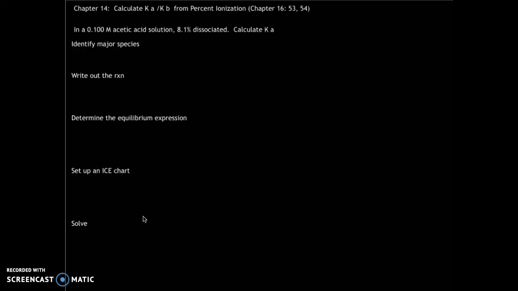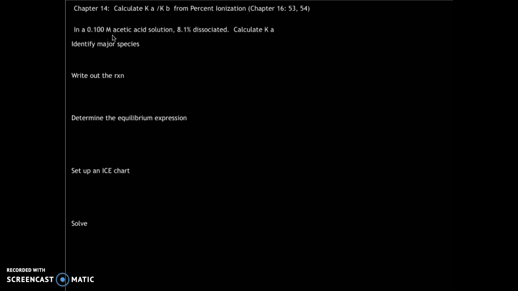Okay, chapter 14 is us calculating either Ka or Kb, depending on whether it's an acid or a base, from percent ionization. So this is just the exact opposite of chapter 13. Again, you would only calculate Ka or Kb of a weak substance, so most likely we're going to have a weak substance in here.